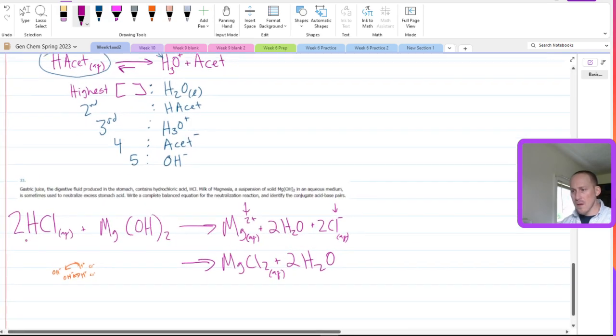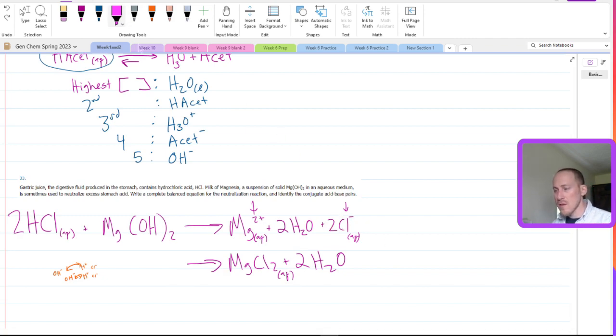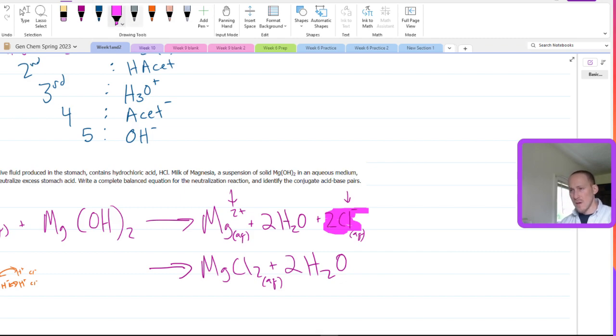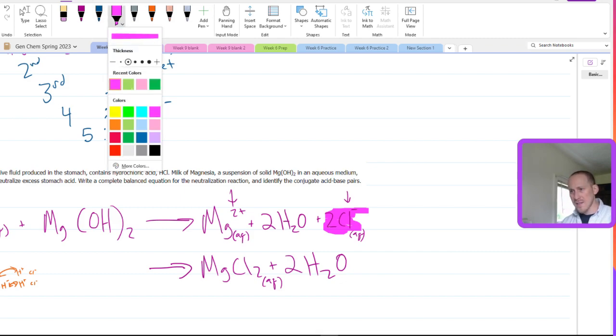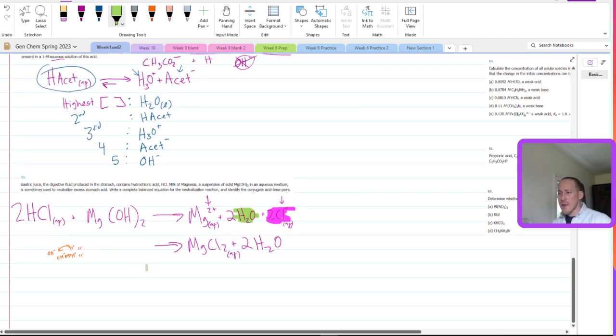So the conjugate acid and base pairs: the conjugate base is the Cl minus, right there. HCl was the acid, so that's our conjugate base. And OH minus was the base, so our conjugate acid is the water. The water is the conjugate acid of the base. And the magnesium is the counterion.